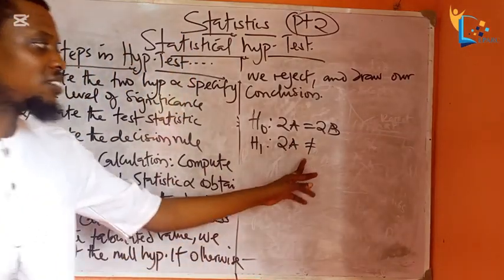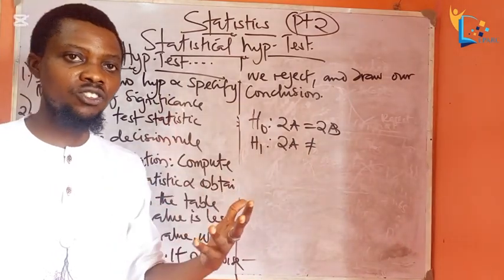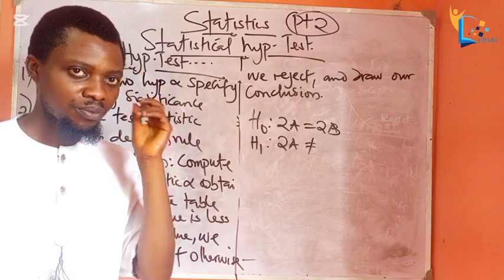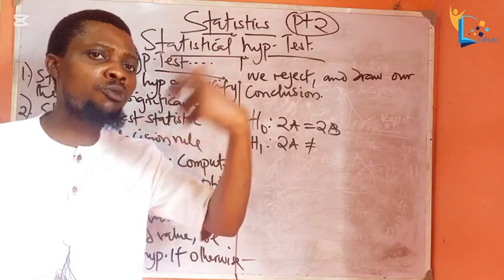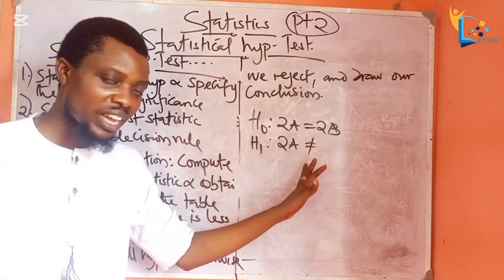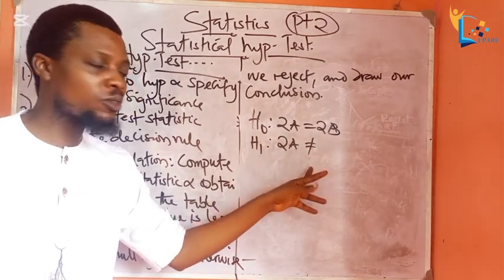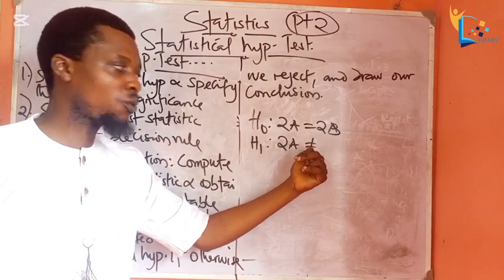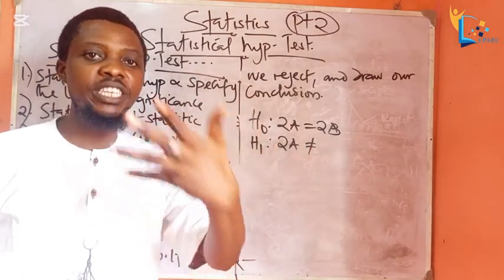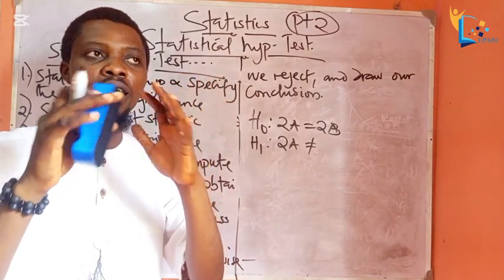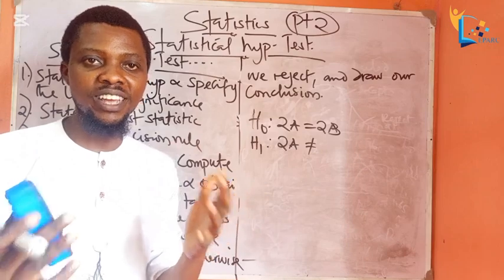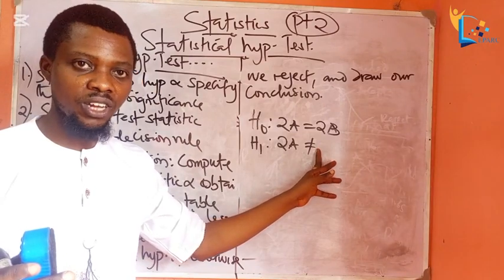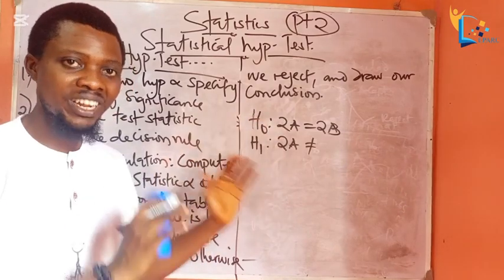Remember, the alternate hypothesis will help us know if it's a directional or a non-directional hypothesis, or if it's a one-tailed or two-tailed test. You'll be able to determine that from the question you'll be given, or from the assumptions you want to test. I'm just giving an example, so for this case let me use a non-directional hypothesis.